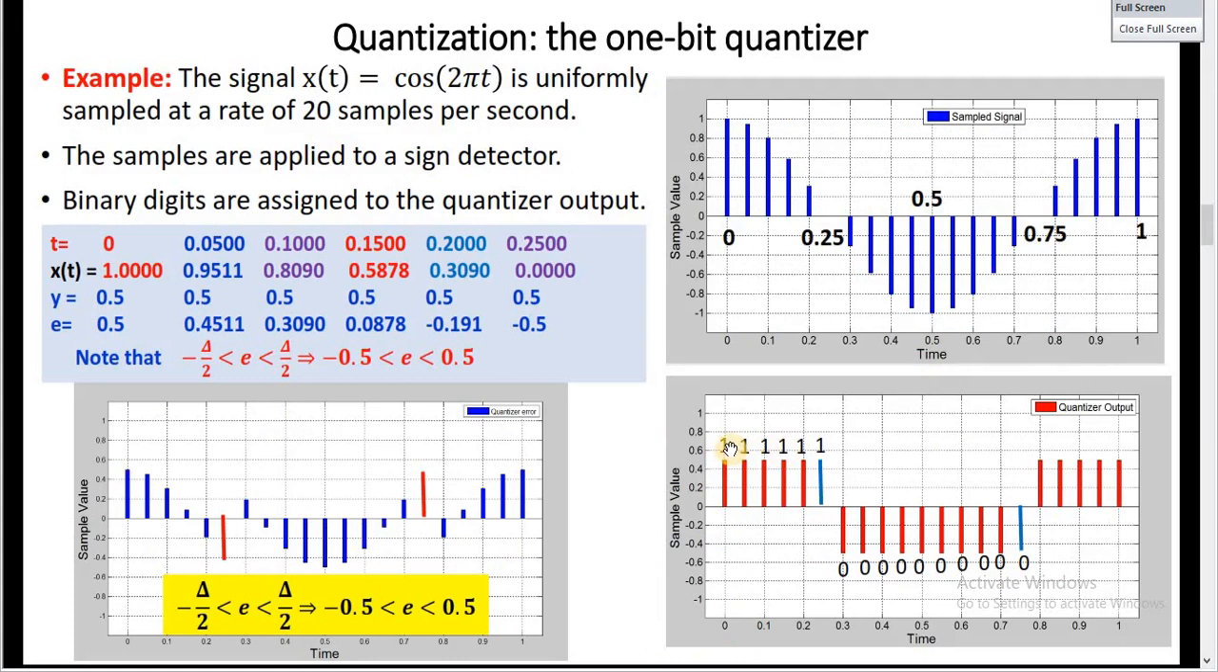Now, this is how the binary representation corresponding to this analog signal will look like. We have 1, 1, 1, 1, 1, 1, 0, 0, 0, 0, 0, 0, 0, 0, and then 1, 1, 1, 1. In this example, we have demonstrated how we can convert this analog signal x of t into a sequence of binary digits. So this is an example of a pulse code modulation system.